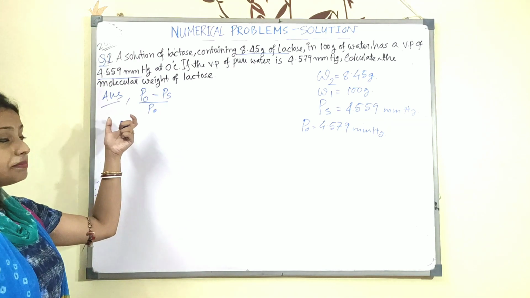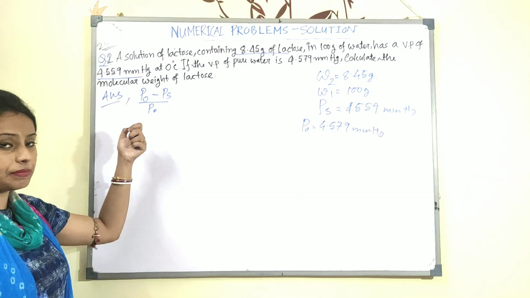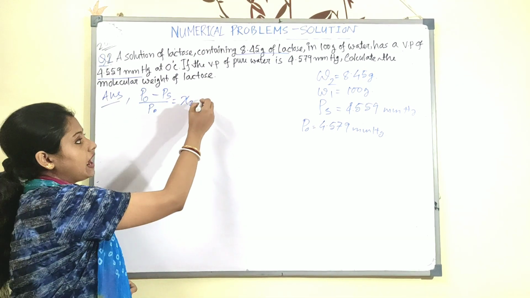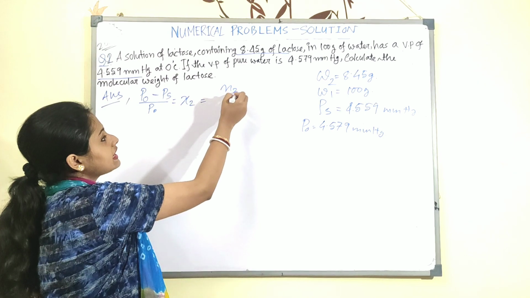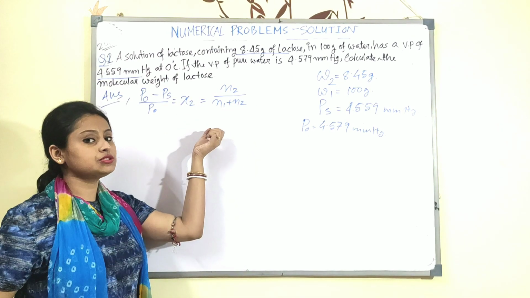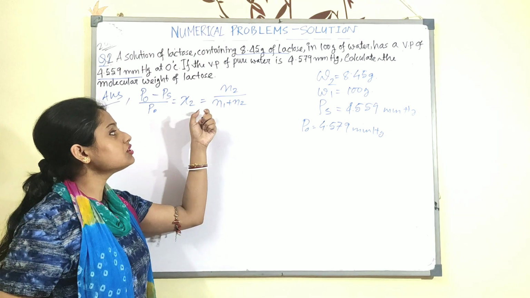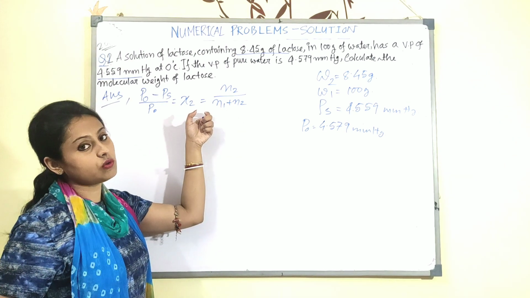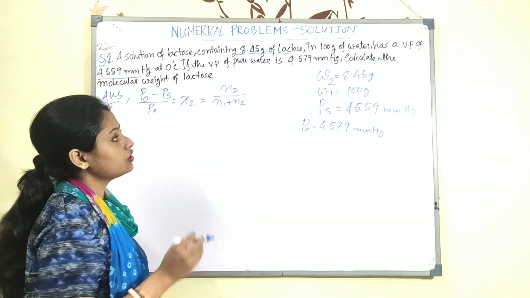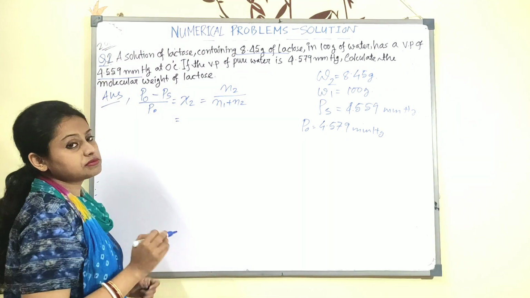P0 minus PS by P0, same thing, relative lowering of vapor pressure equal to X2, and here we can write N2 by N1 plus N2. Here as the solution is non-dilute, we cannot neglect N2 with respect to N1. We need to consider N1 plus N2. So now the problem becomes very easy.